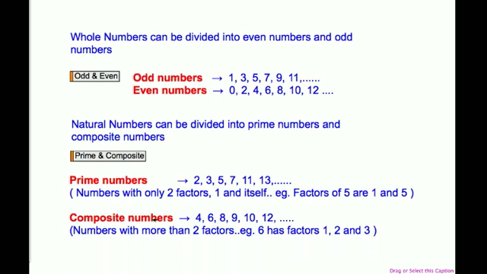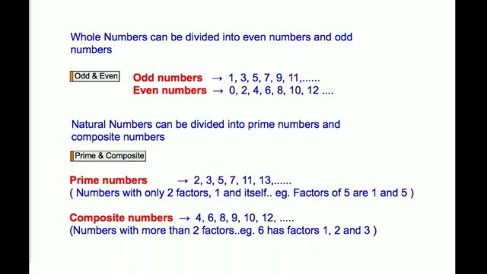Composite numbers, on the other hand, have 3 or more factors, or more than 2 factors, such as 6 has 4 factors, 1, 2, 3 and 6. Similarly, 9 has the factors 1, 3, and 9. There are 3 factors of 9.